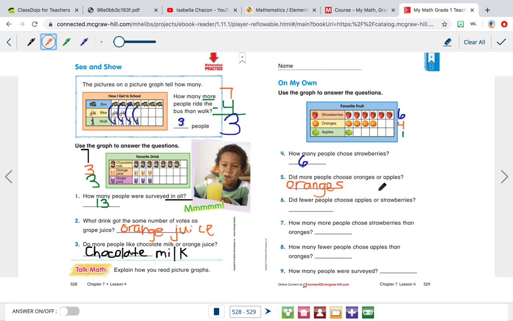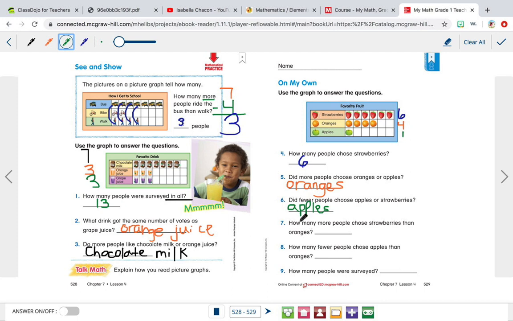Did fewer people choose apples or strawberries? So they're asking which number is smaller, apples or strawberries? Well, apples, look how there's only one picture here. Here there are 6 pictures of strawberries. So fewer people liked apples. So I'm going to say apples. And reading picture graphs is so much fun because you get to see these numbers but with pictures, and it's so much easier to see these numbers. You can see the difference between the 1 apple here and the 6 strawberries over here.